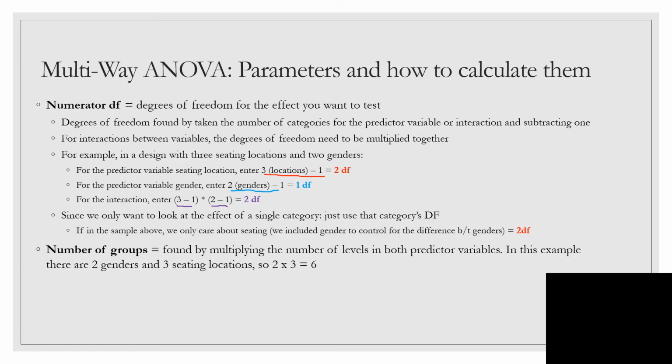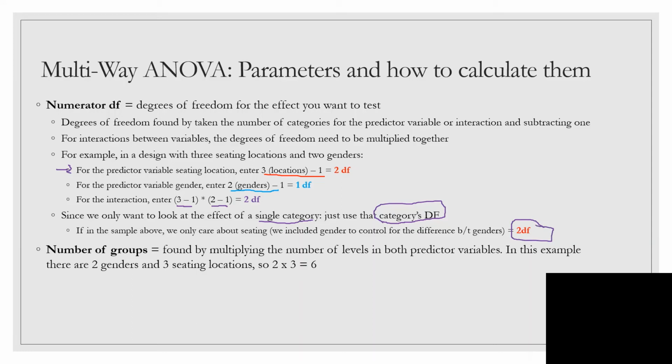Now, for the one category of interest, Multiway Anova, we are only interested in a single category, so we'll just use that category's degree of freedom. Say we don't care about location for this example, we just want gender. Or sorry, in this example, let's say we only care about the location and we just want to control for gender, we would use this location's degree of freedom, which is 2. So that's how you get degrees of freedom.